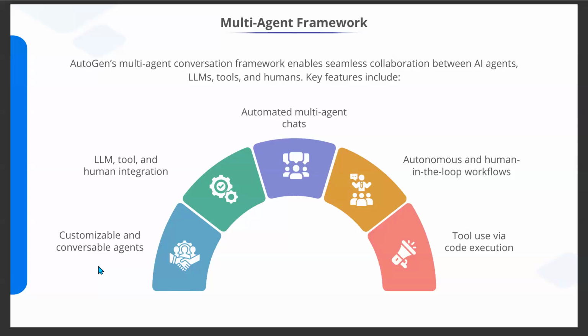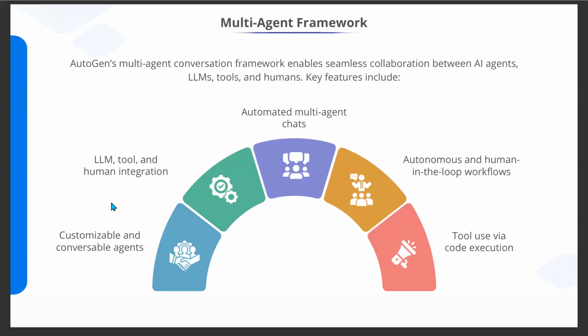Each agent might have its own prompt, its own tools, and its own responsibility. And these agents can communicate like humans in a team meeting. That would be the customizable and conversational agent. When it comes to the next feature, LLM, tool and human integration, AutoGen allows collaboration between large language models, external tools, even humans.